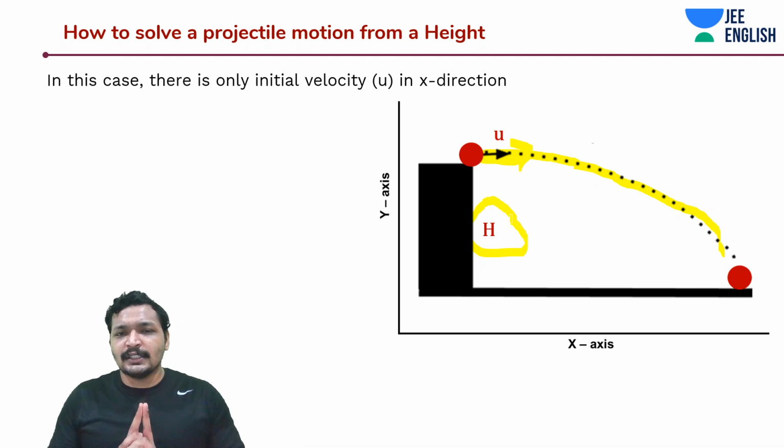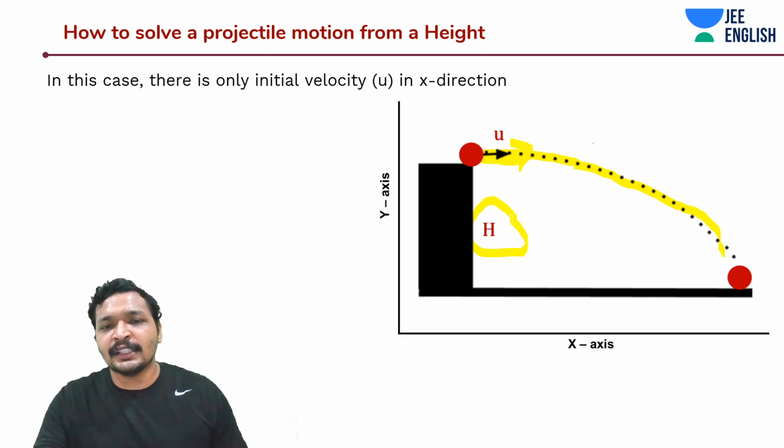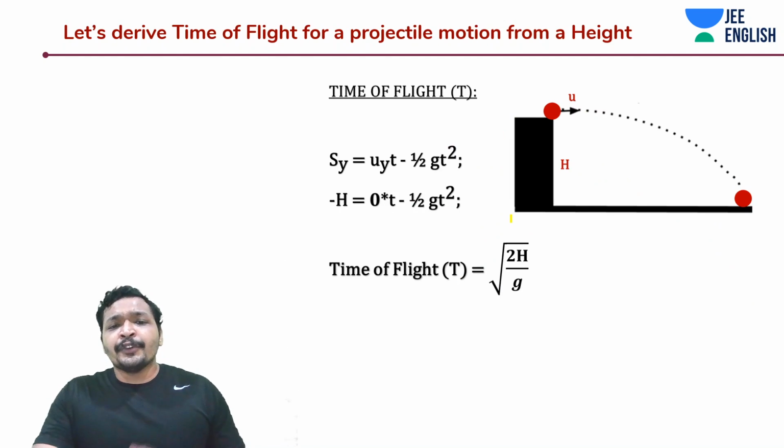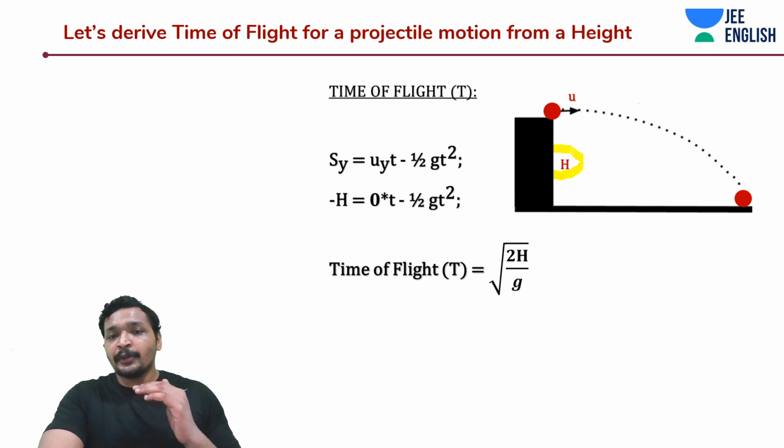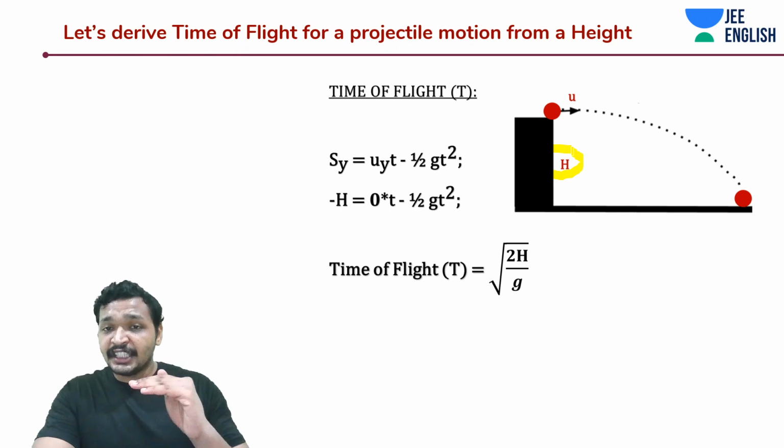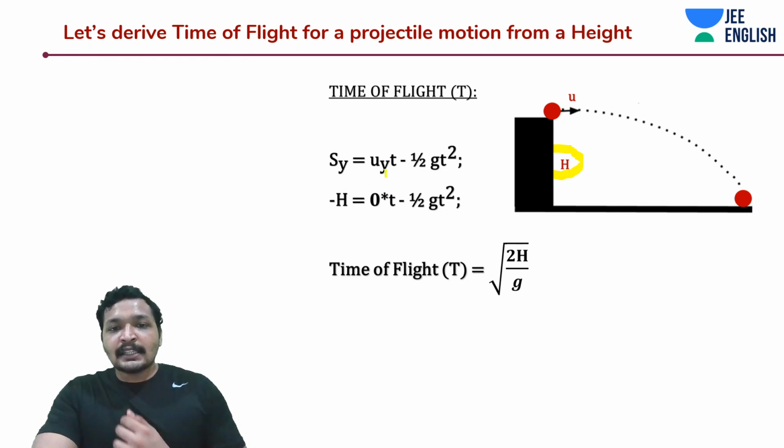So how do you solve for this? It's really, really very easy, guys. It's even easier than that ideal projectile motion case. So what do you do? You know one thing, that the y-axis displacement is going to be the height of the building, which is nothing but h, and sy is equal to uy t minus half g t square.